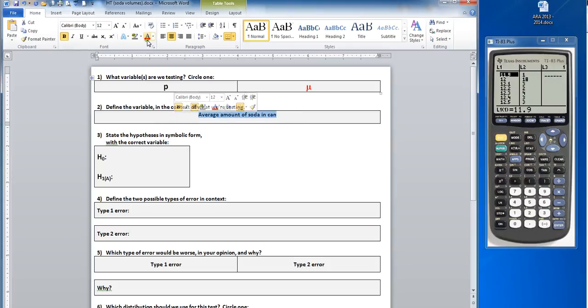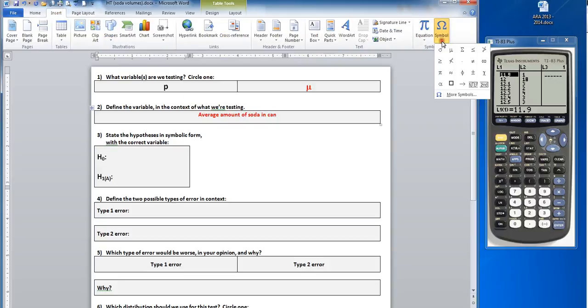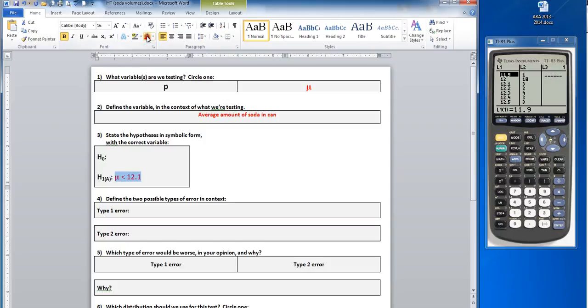As far as the variables go, we're doing mu, right? We want to see if mu is coming in at less than 12.1. That's the claim I want to test. Are we coming in at less than 12.1 ounces? If we are, we've got to recalibrate.